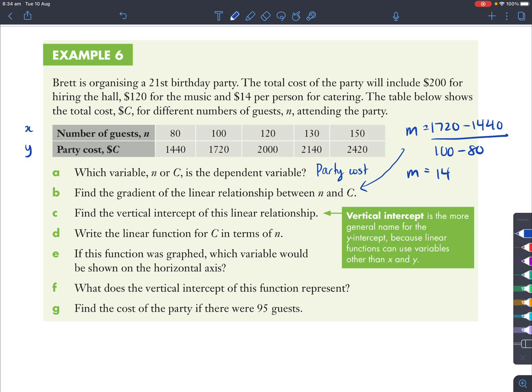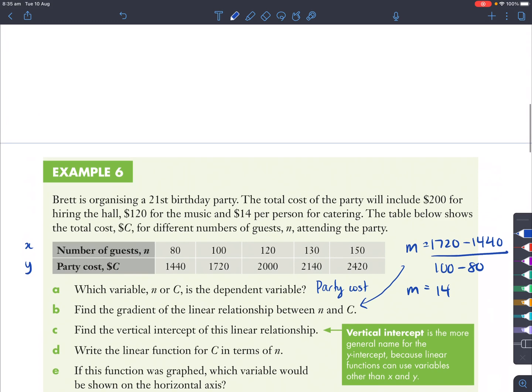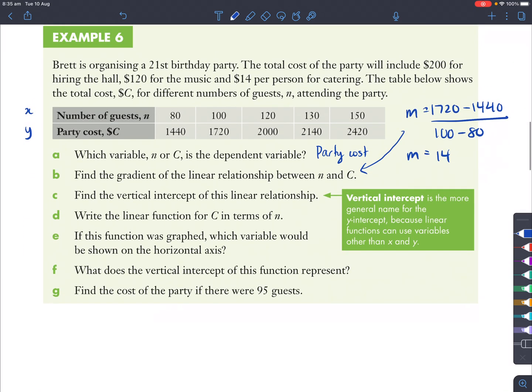Part C, find the vertical intercept of this linear relationship. Right, so the vertical intercept is basically your c value. To actually find that, you have to generate your equation first. So usually it's y equals mx plus c. But instead of y, we've got capital C.